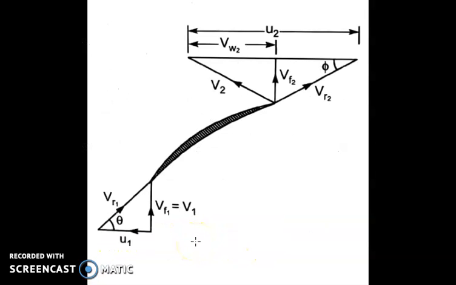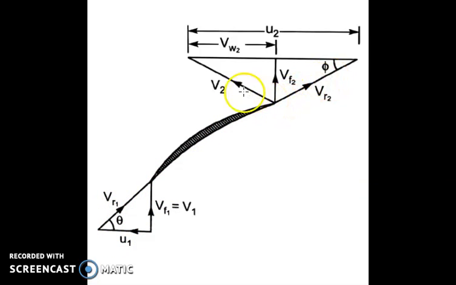The figure shows the velocity triangle diagrams at inlet and outlet. This V1 represents the absolute velocity of the water at inlet. This U1 represents the tangential velocity of the impeller at inlet. And this VR1 represents the relative velocity at the inlet. Theta is the vane angle at inlet.